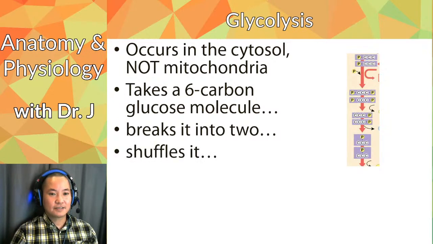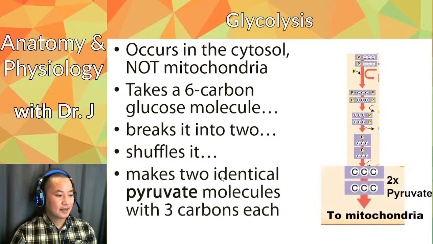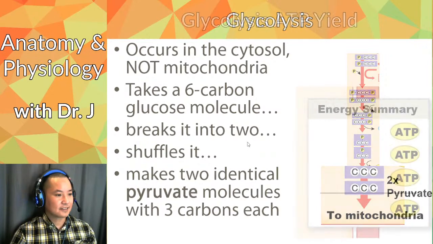You shuffle it around, and again, these are the steps. I don't expect you to know the shuffling part. But what comes out of it is 2 pyruvate molecules, and these pyruvate then end up in the mitochondria. So again, glycolysis does not occur in the mitochondria, it occurs in the liquid inside your cell.